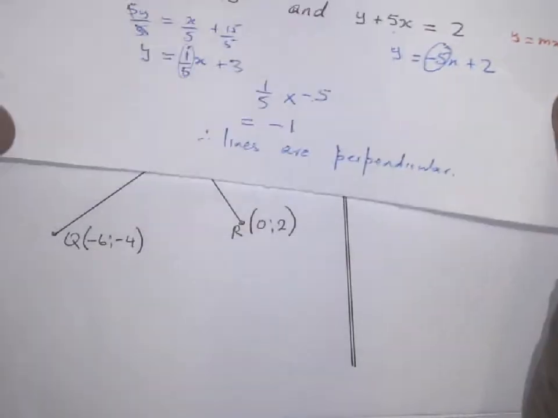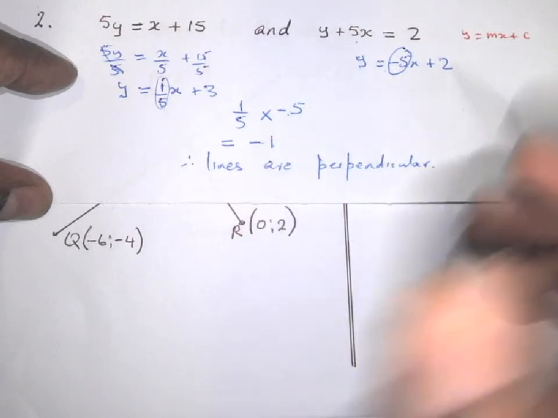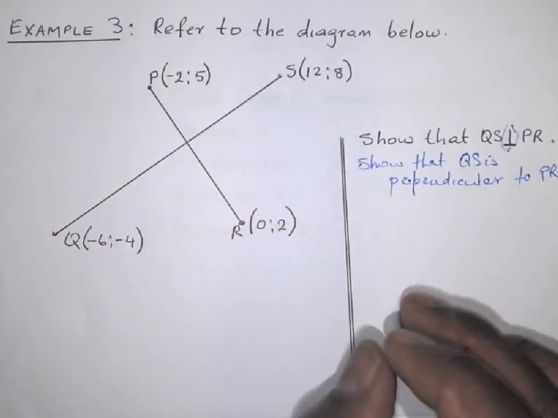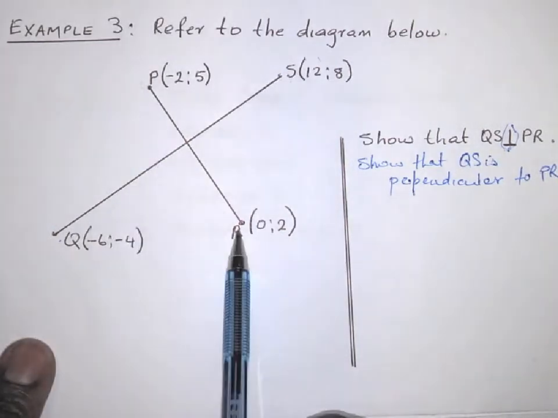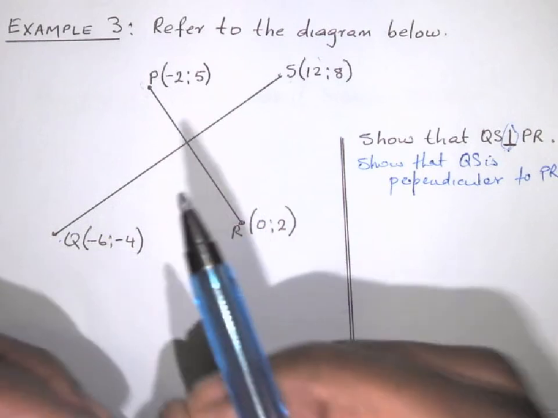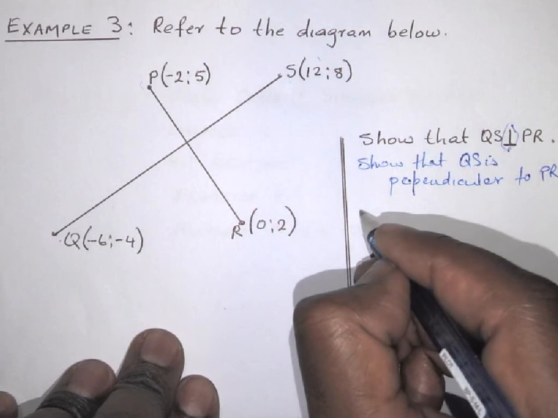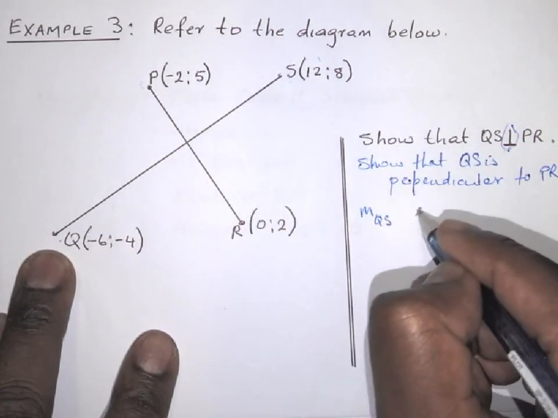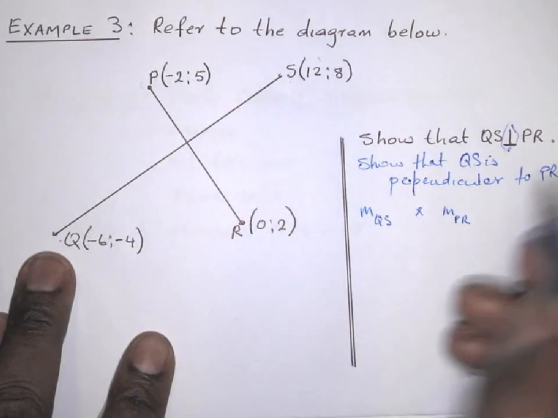And we've just said if lines are perpendicular, it means that the product of the gradients is minus 1. So if we want to show that the lines are perpendicular, we must find the product of the gradients. This line here has its gradient, which you can find, and this line here has its gradient, which you can find. If we multiply these gradients and the answer is minus 1, then we'll know that the lines are perpendicular. So we'll find the gradient of the line QS and multiply it with the gradient of line PR.